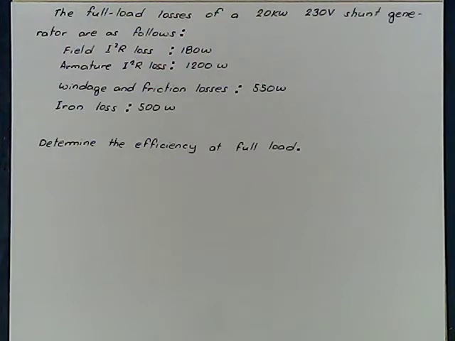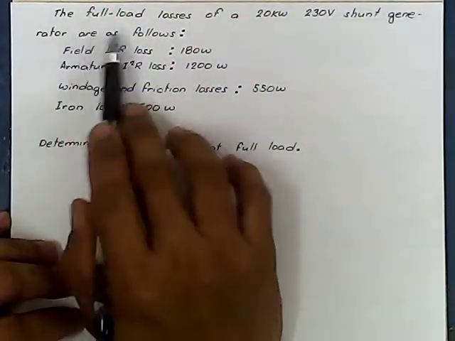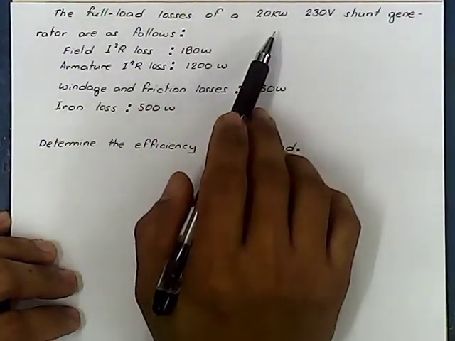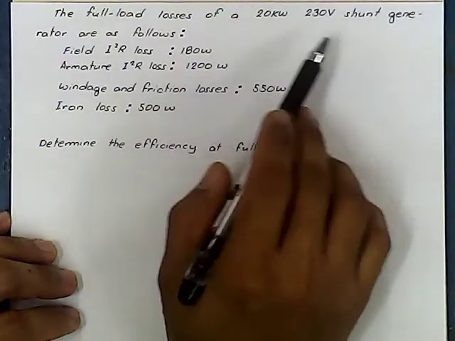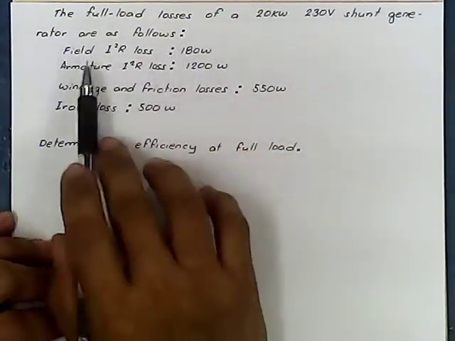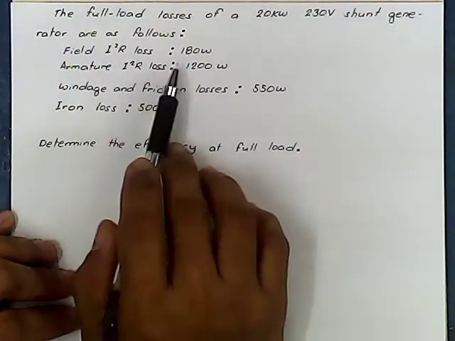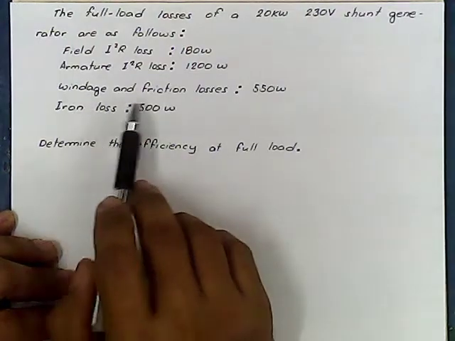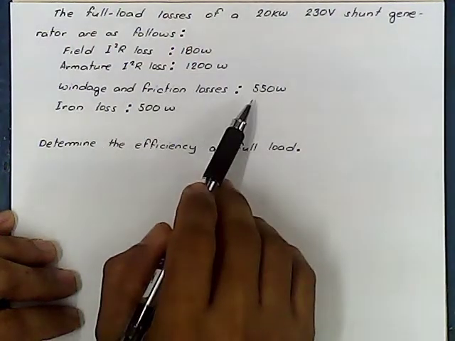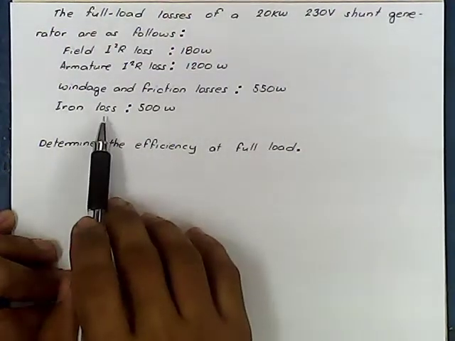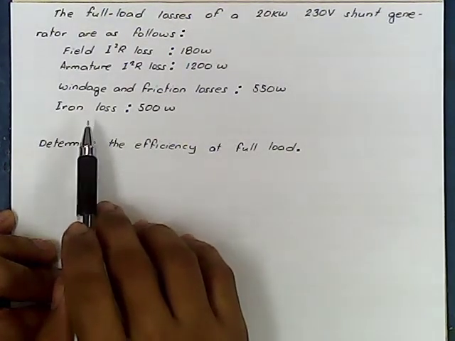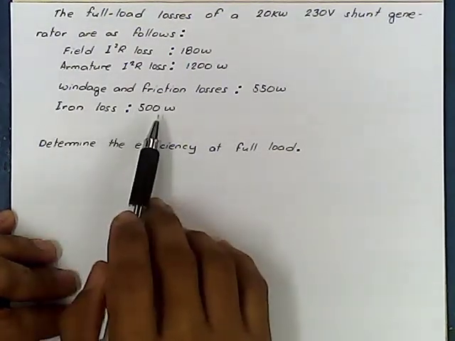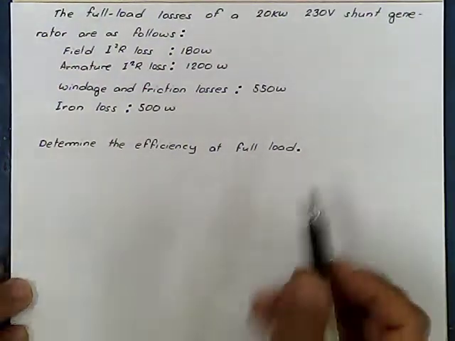Right now, magsosolve tayo ng mga random problems about generator efficiency. Let's go to our first problem. The full load losses of a 20 kilowatt 230 volts generator are as follows. The field loss is 180 watts, armature loss 1,200 watts, windage and friction losses 550 watts, iron loss, eddy current na ito at saka hysteresis loss 500 watts. Determine the efficiency at full load.